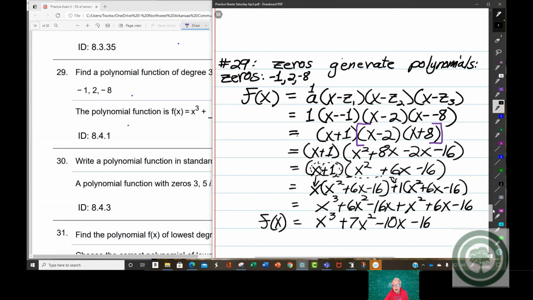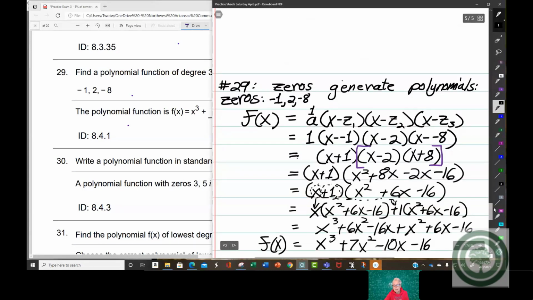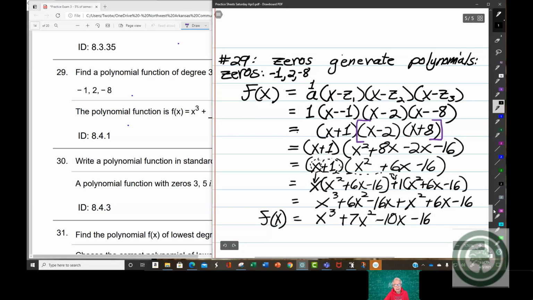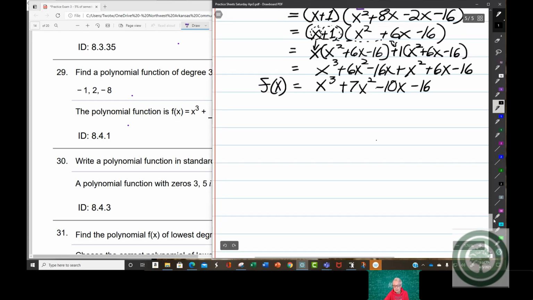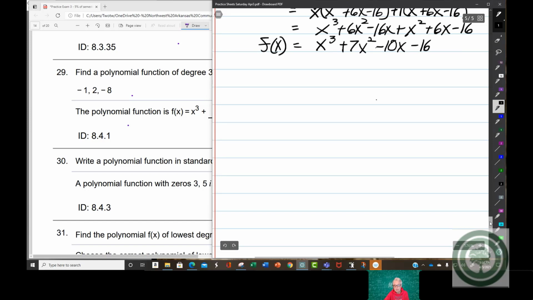We've generated a polynomial, a cubic polynomial from 3 zeros. There's also an assumption that the multiplicity of each of those is 1. I don't like assuming.